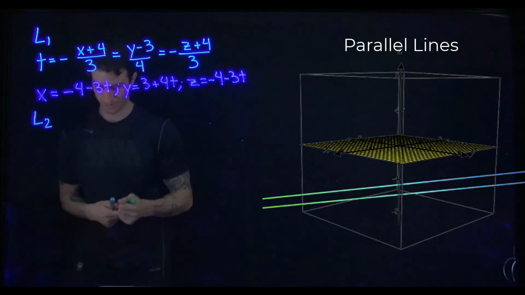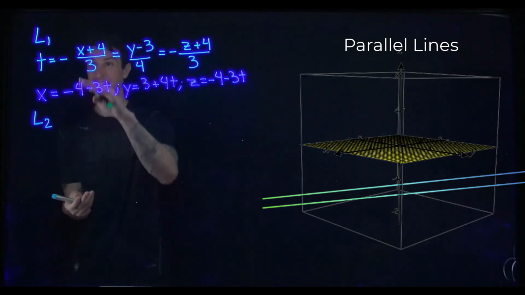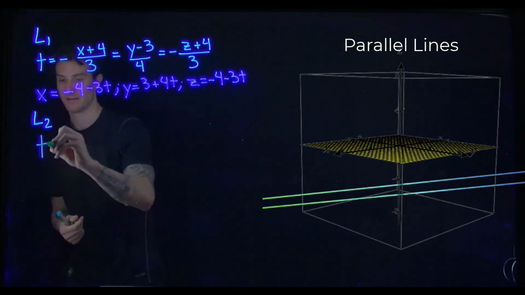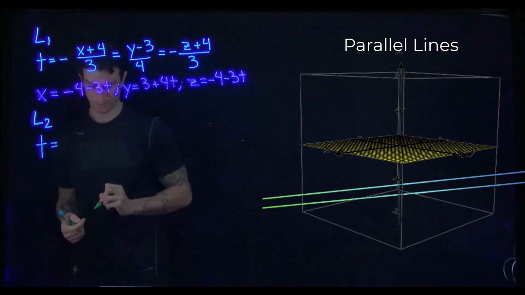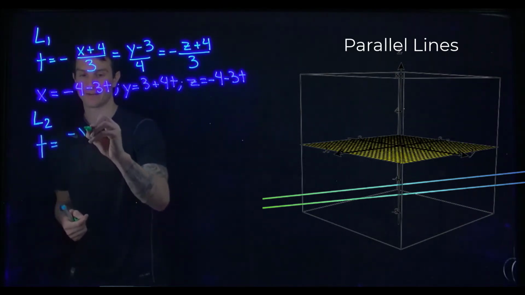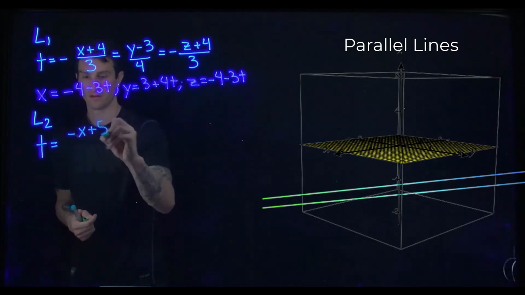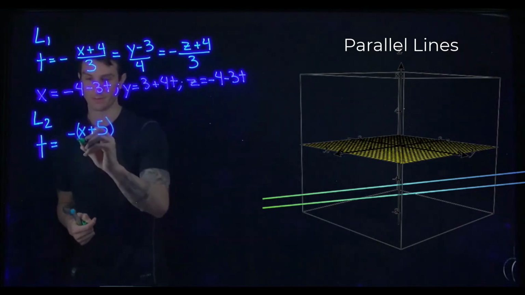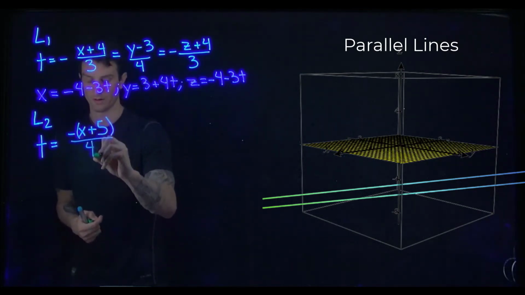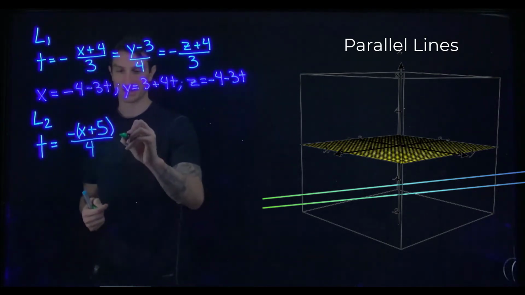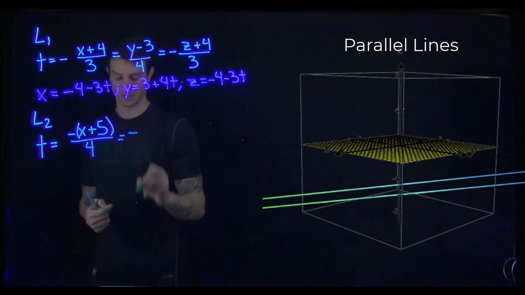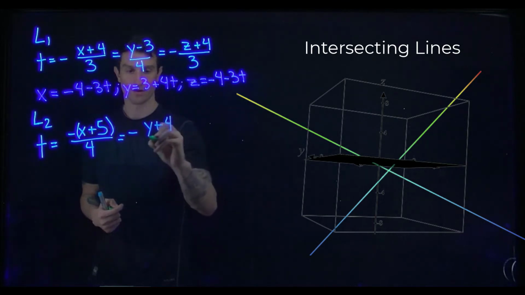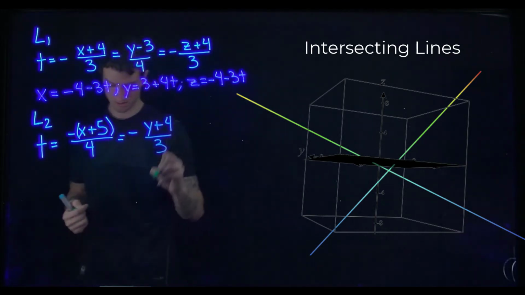Let's go ahead. We'll define our next one. Now I'm going to write this as t, but we're going to switch this a little bit later on. So we'll say t is equal to negative x plus 5. The negative, I'll write it this way, it applies to the whole thing. I don't want to confuse people. Over 4. This is going to be equal to the negative, right, applies to the whole thing, y plus 4 over 3.